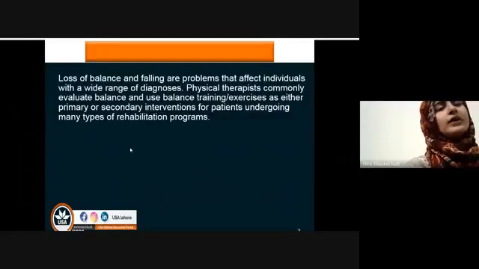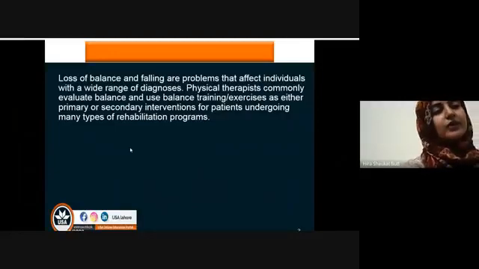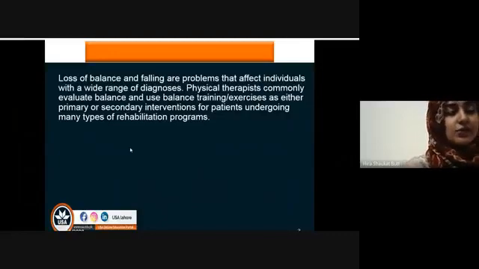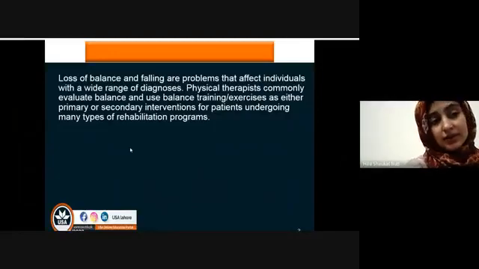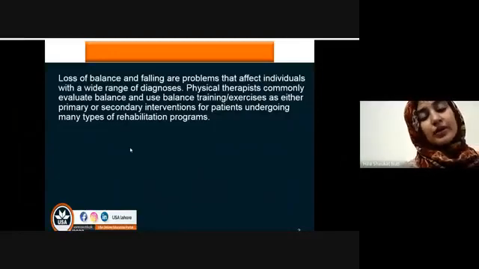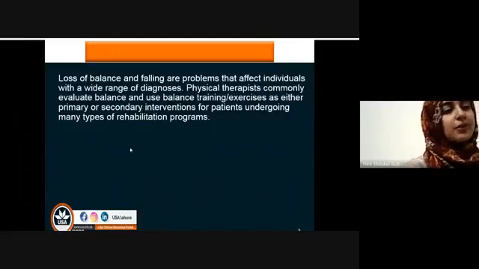Okay, what is the basic summary or the basic concept behind this chapter? It is said that loss of balance and falling are always a basic problem that affects individuals with a wide range of diagnoses. So physical therapists commonly evaluate balance and use balance training exercises as a plan of care. They can use those balance exercises either as a primary or as a secondary intervention for patients who are suffering from impaired balance.